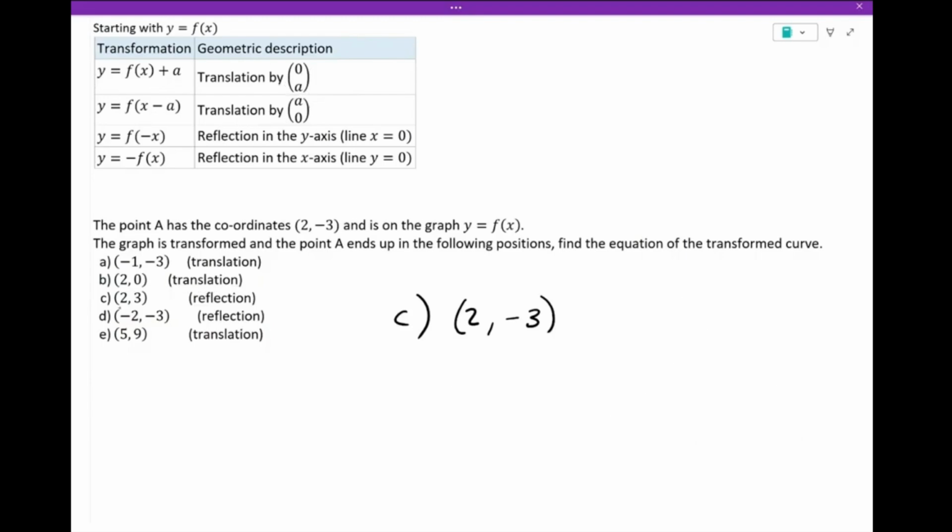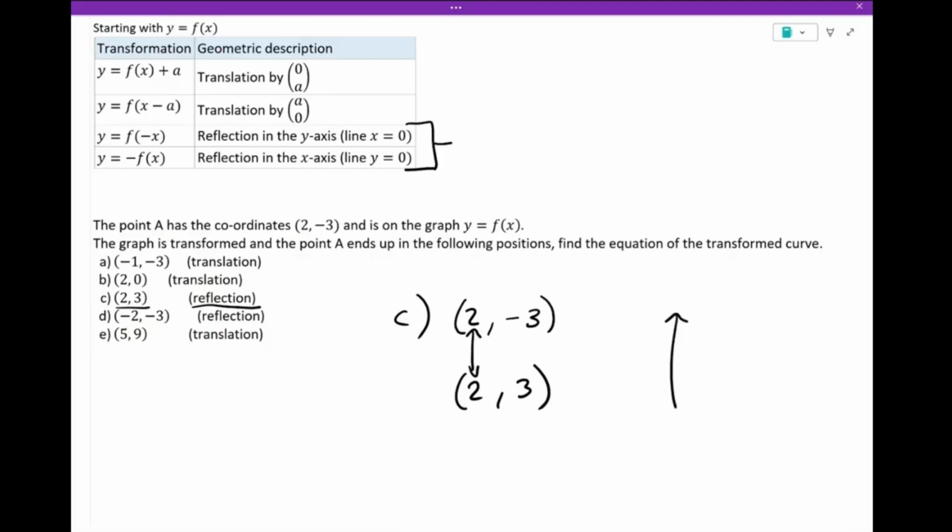So our point A has gone to the point 2, 3. So I'll write that below here. And this time we're looking at a reflection. We should be concentrating on the bottom 2 rows in my table. Let's have a look at our coordinates. And the first thing I notice is that our x coordinates have stayed the same. It's only the y coordinates that are changing.